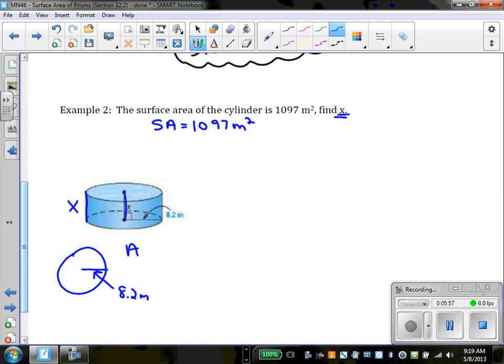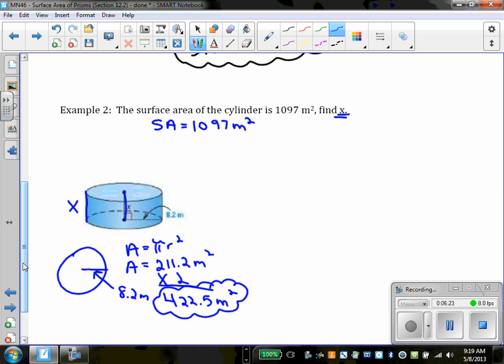Okay, so again, the area of the circle is pi r squared. And you end up with 211.2 meters squared. Now again, there's two of those, a top and a bottom. So you end up with an area of 422.5 meters squared. So that is the top and bottom circles. And now again, let's focus on the label around the cylinder.